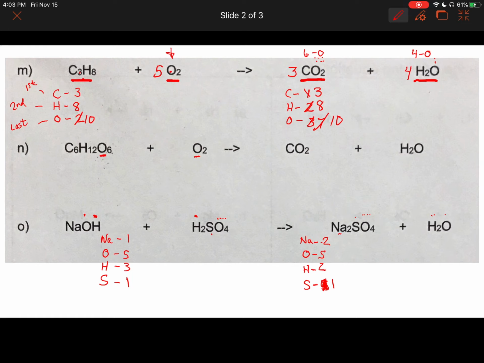So the element that I'm going to look at first is my sodium. With 2 sodiums on this side and only 1 on this side, I'm going to put a 2 here, and I'm going to update my inventory. Now I have 2 sodiums, and I have 1, 2, 3, 4, 5, 6 oxygens. And I have 1, 2, 3, 4 hydrogens, and I still have 1 sulfur.